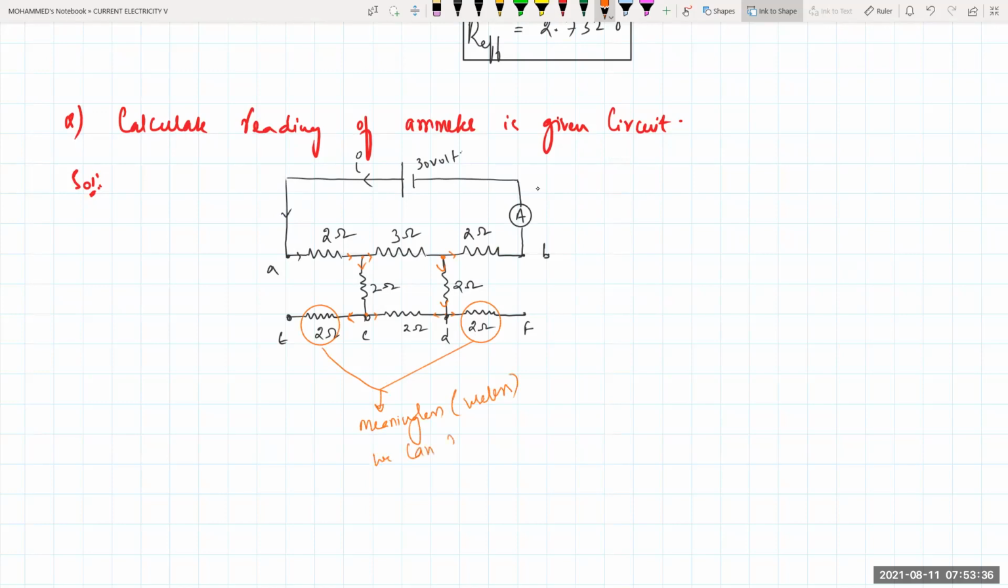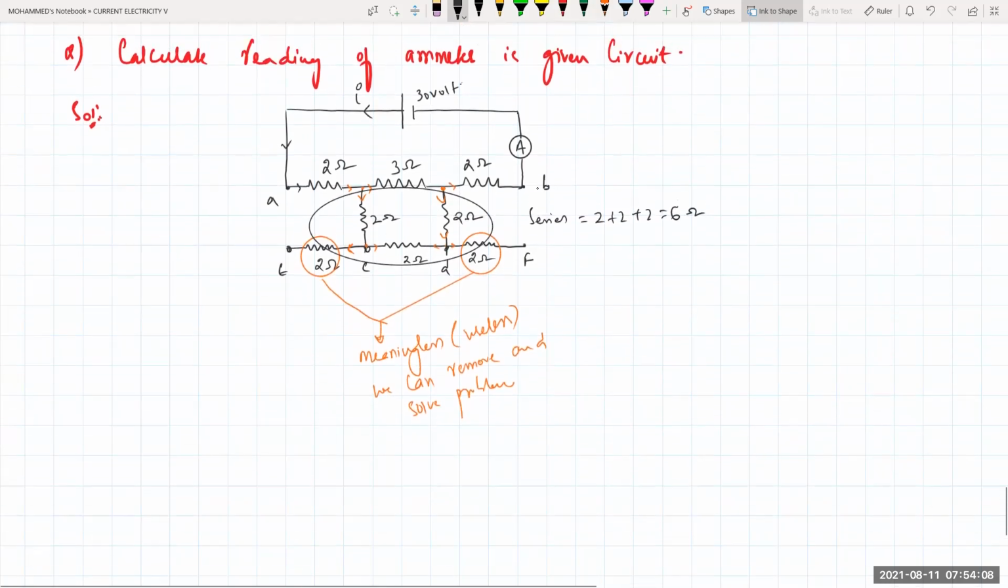We can remove and solve the problem. Okay. Now, if there is no resistance, this two and this two will be in which combination? This 3 will be in which combination now? Series combination. That is 2 plus 2 plus 2, which will be equal to 6 ohms. That 6 ohms will be in parallel with your 3 ohms.